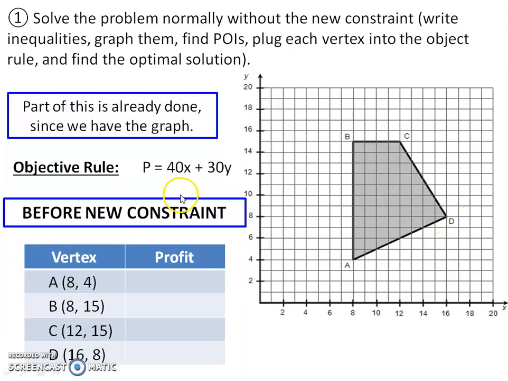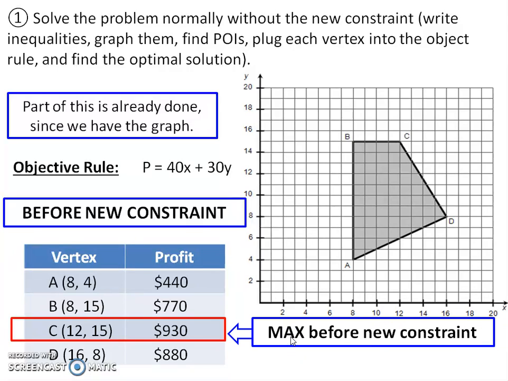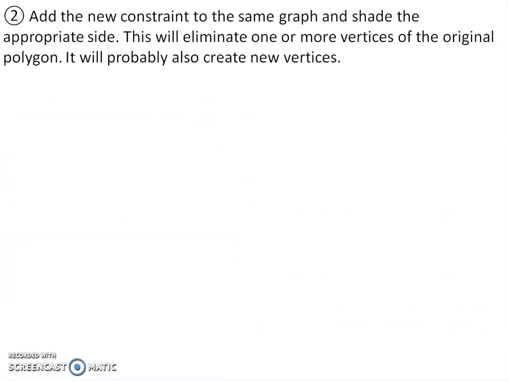And for each one, I'll plug it into this objective rule. Find the profit by doing 40 times x plus 30 times the y coordinate. So this is what those work out to be. You can verify them if you like. It means that this point here, C, corresponds to the point that yields the maximum profit before the new constraint. Because the question asked by how much did the maximum profit change, we have to find the maximum profit before, and we have to find the maximum profit after. So that's the before part.